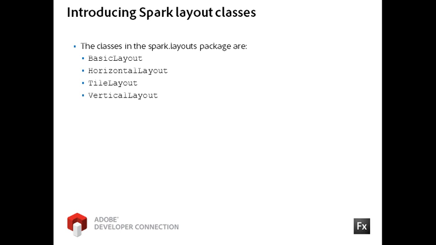There are 4 Flex Framework layout classes: Basic Layout, Horizontal Layout, Tile Layout, and Vertical Layout. The Basic Layout class will display all the content in a container based on X and Y absolute properties. The Horizontal Layout class will place all content horizontally next to each other. The Tile Layout class will tile all the content children of the container, and the Vertical Layout class will lay out all the content children vertically relative to one another.